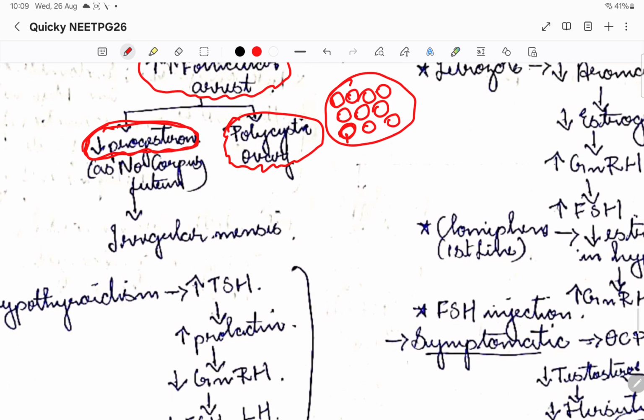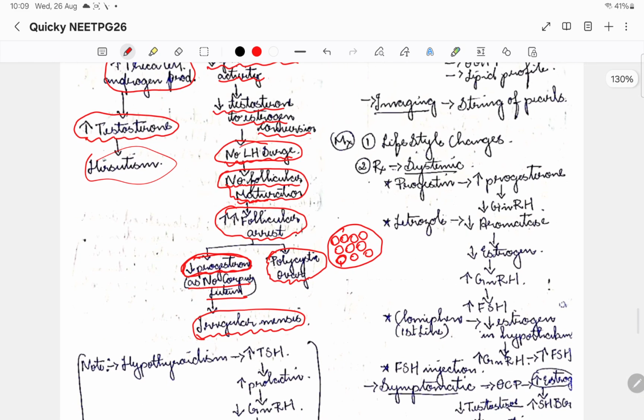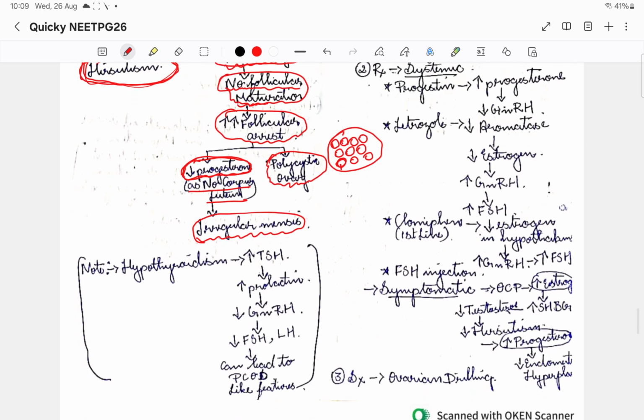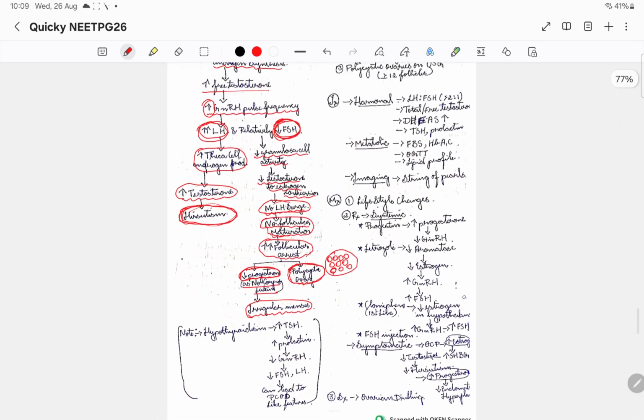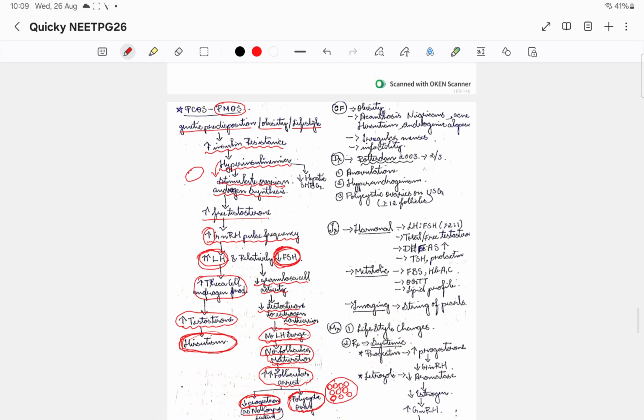Now, as there is no corpus luteum, there was no progesterone, so that is why there is irregular menstruation in this patient. See all these clinical features. Increased testosterone has caused hirsutism, meaning facial hair just like a man; mustache and beard might come in a woman. Irregular menstruation is because of reduced progesterone, and when we see a USG, it is going to look polycystic, so that is why the name also. This is all that is happening with respect to polycystic ovarian disorder, now called PMOS.